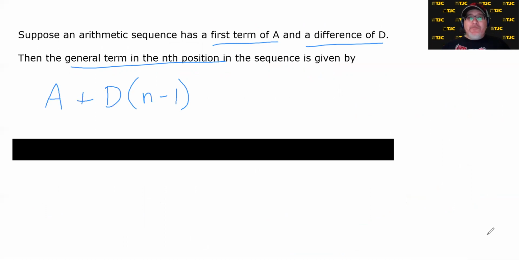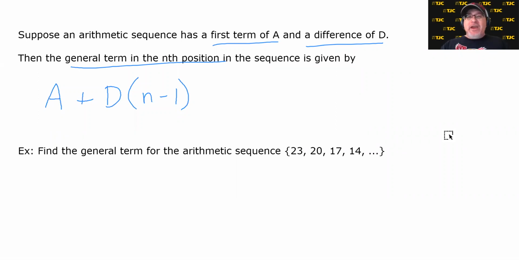So here's your formula. Now, could you distribute and combine like terms? You could, but because this has 3 variables in it, I don't see an advantage to it. I would only distribute and combine like terms when you have a specific value for the first term, A, and a specific value for the difference, D. Let's take a look at an example.